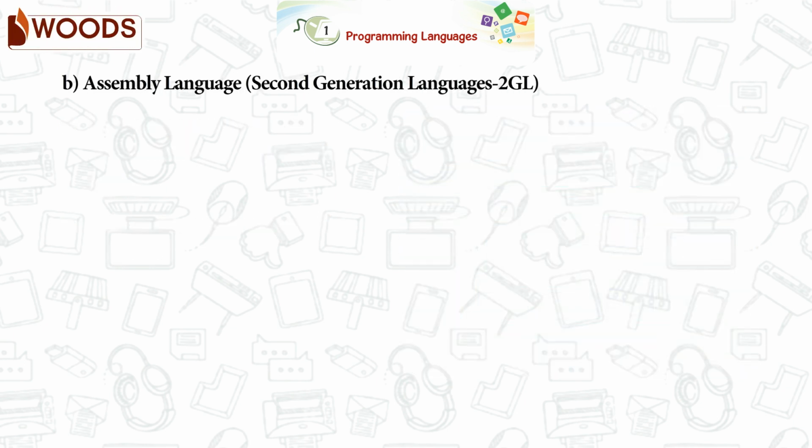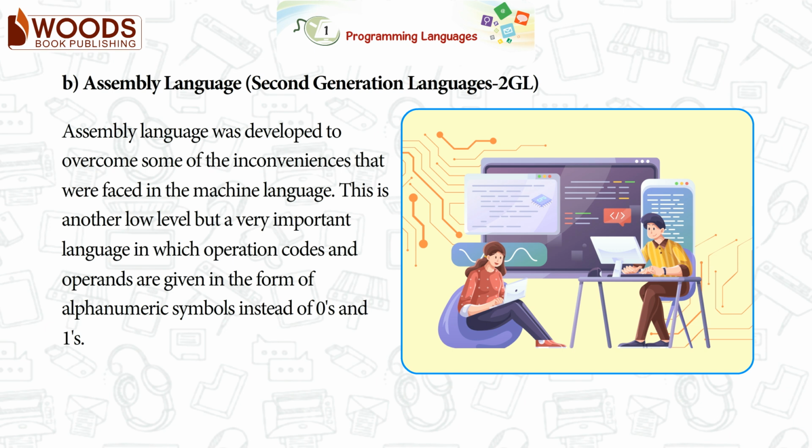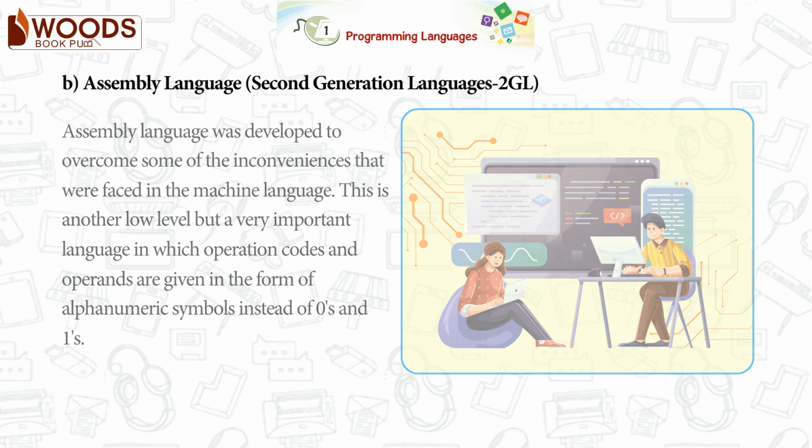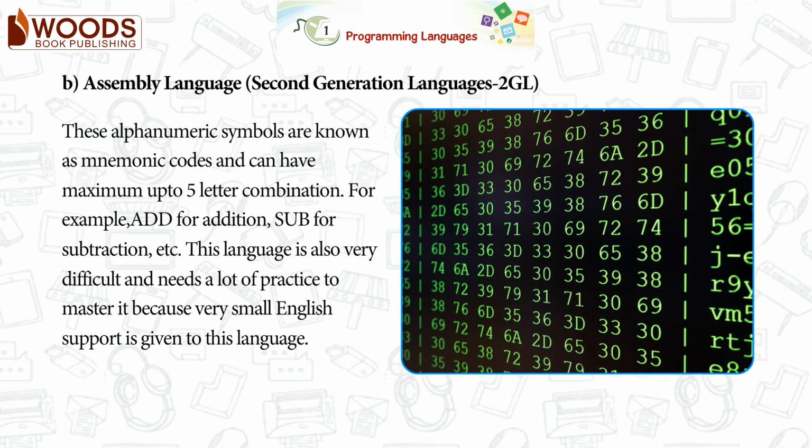B. Assembly language, second generation languages, 2GL. Assembly language was developed to overcome some of the inconveniences that were faced in machine language. This is another low-level, but a very important language, in which operation codes and operands are given in the form of alphanumeric symbols instead of zeros and 1s. These alphanumeric symbols are known as mnemonic codes and can have a maximum of up to 5-letter combination. For example, ADD for addition, SUB for subtraction, etc.